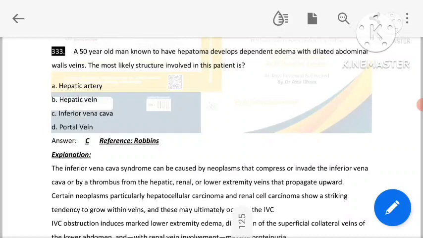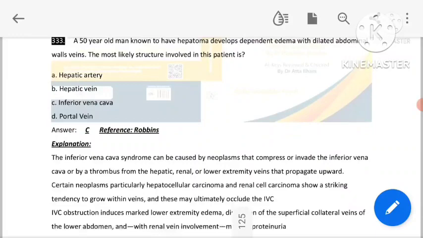Point number 333, a 50-year-old man known to have hepatoma develops dependent edema with dilated abdominal wall veins. The most likely structure involved in this patient is inferior vena cava. C is the right option.